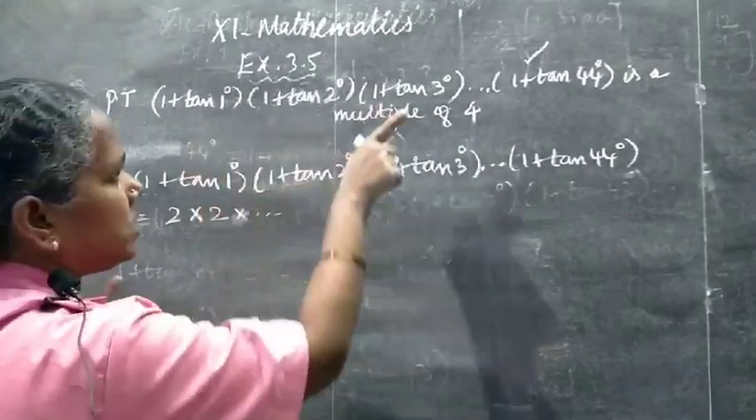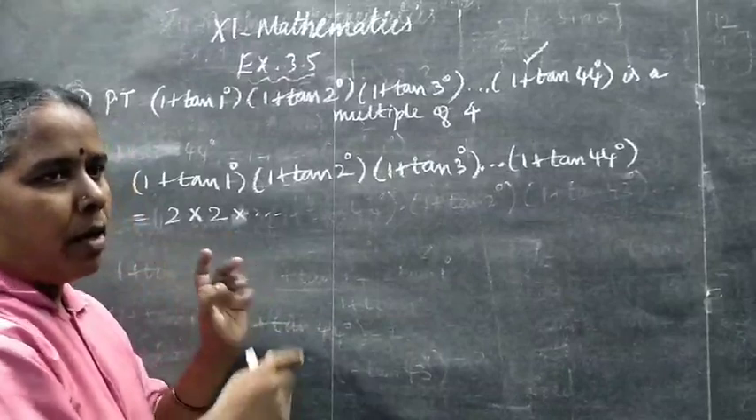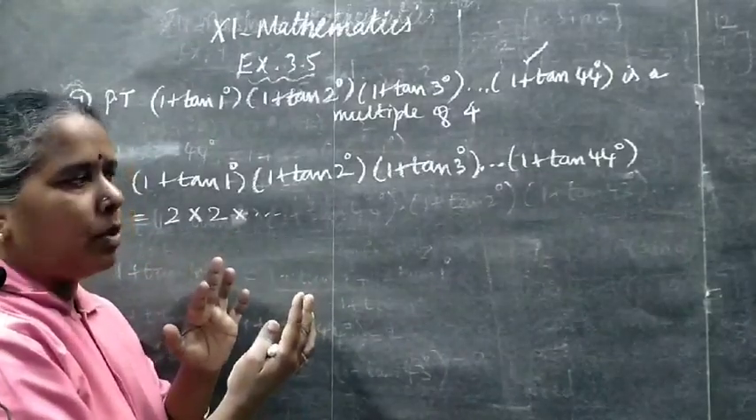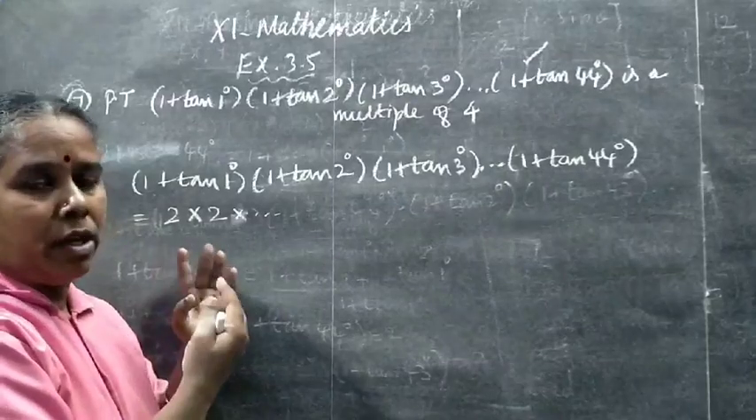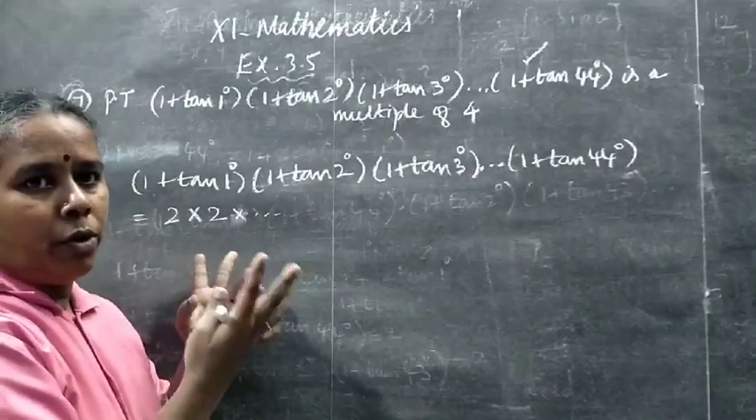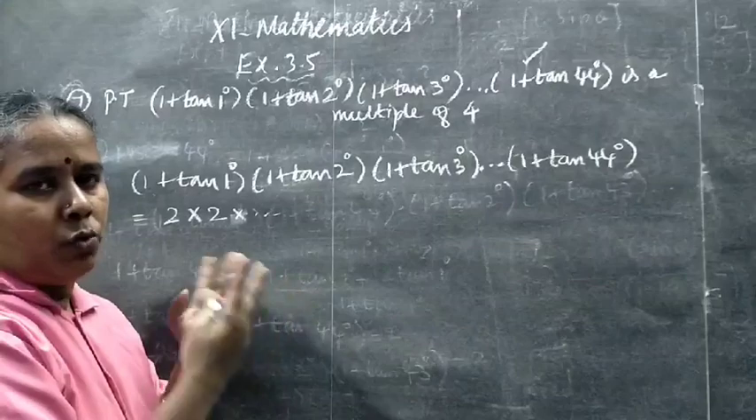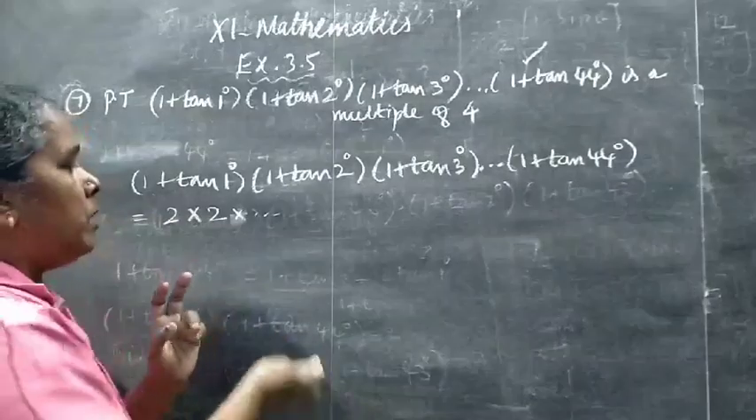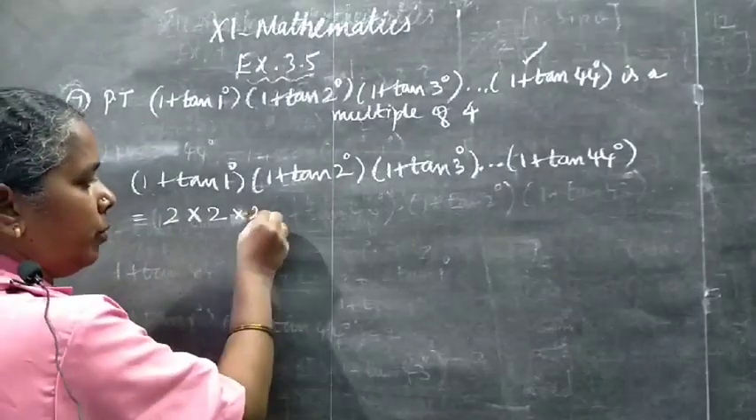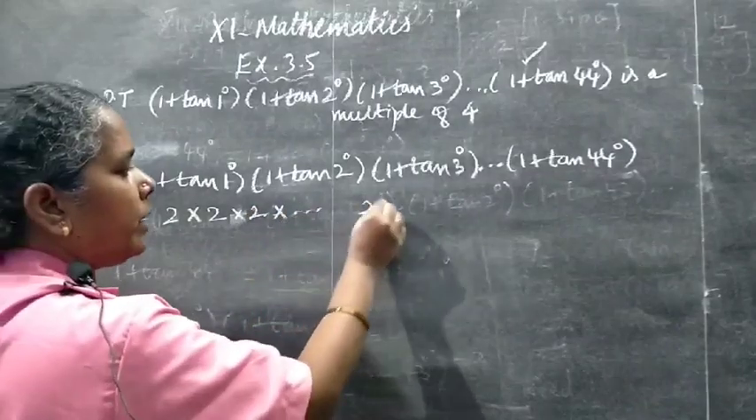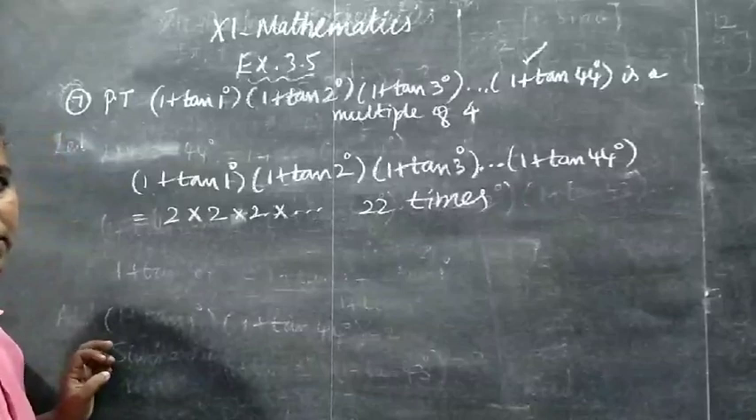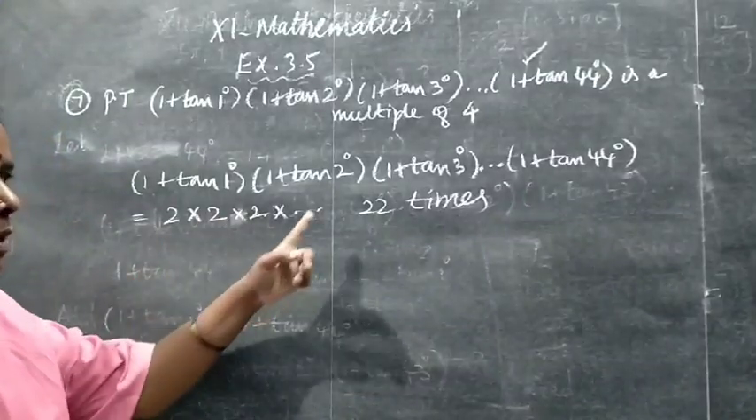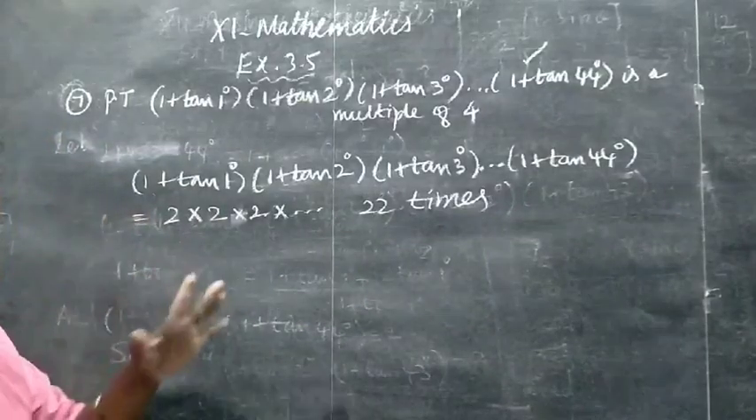See, if you look at this you will get 44 terms. Because of pairing, 2 factors only give you 2. So 44, if you find pairs, you will get 22 pairs. Okay, so 2 into 2 into 2 and so on up to 22 times. How many times will you get? 22 times. 2 into 2 into 2 you will get for 22 terms.